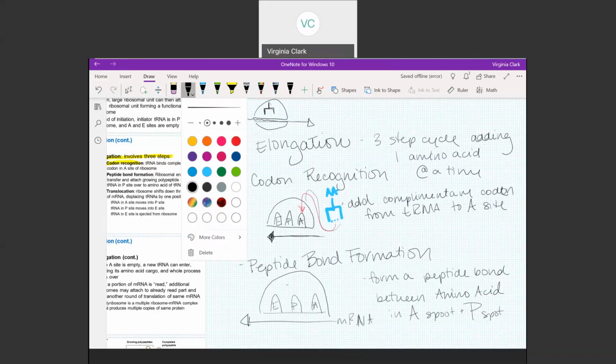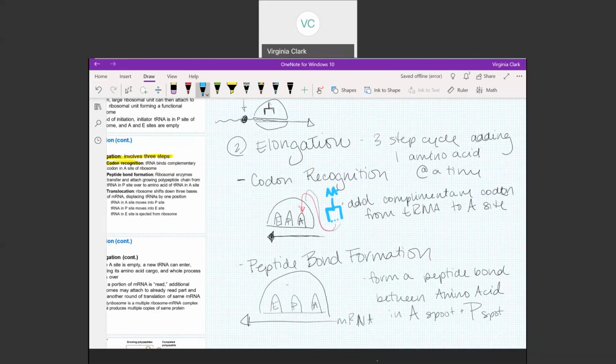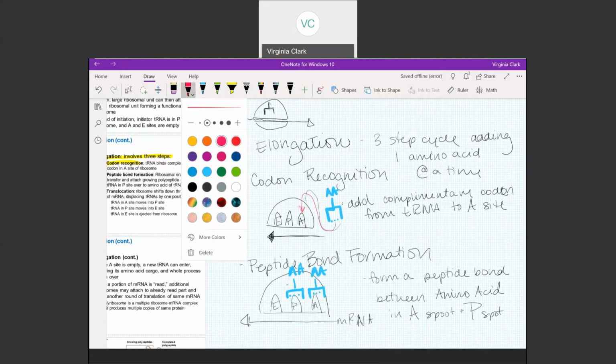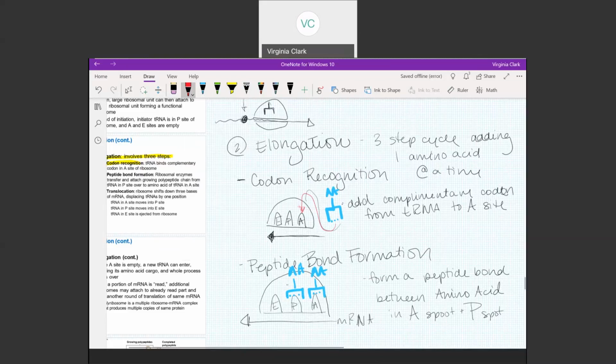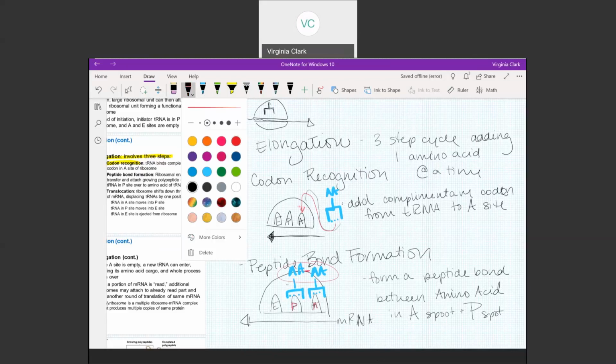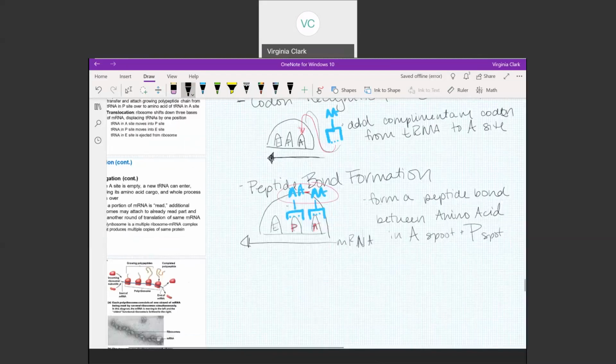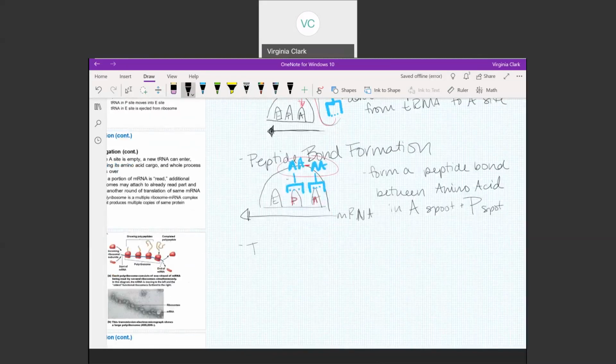So eventually you're going to have your amino acids sitting here, 1, 2, 3, and you've put on another one, 1, 2, 3, and peptide bond formation is saying that you are connecting these two amino acids right here. So you're forming a peptide bond between the amino acid in the A spot and in the P spot. Okay, so the third part of elongation, after that, is called translocation.